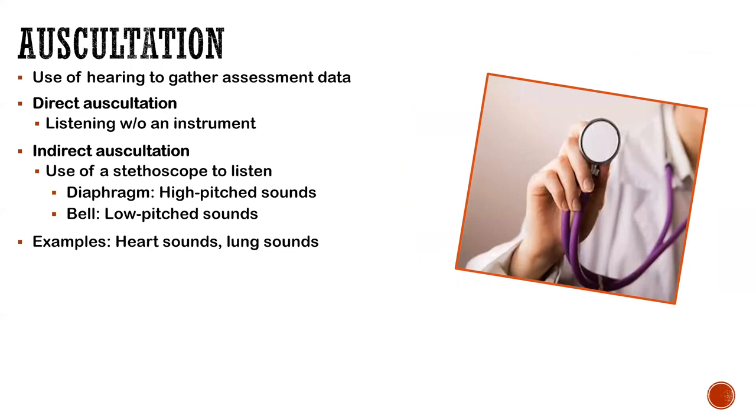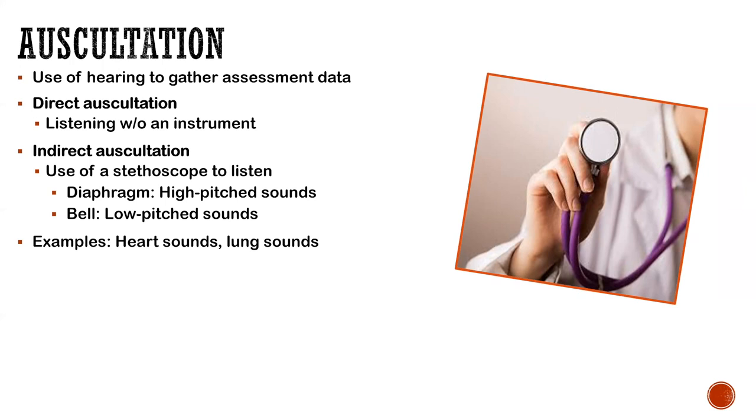And then lastly, auscultation, right? So auscultation is the use of hearing to gather data. There are two different kinds of auscultation: direct auscultation and indirect auscultation. Direct is listening without using an instrument. So this means listening with your ears, only your ears. If you have heard wheezing or chest congestion or something without using a stethoscope, then you've performed direct auscultation. Indirect auscultation is typically what we think of in a healthcare environment. This is listening with the help of a stethoscope or a tool, for example listening to heart sounds or lung sounds with your stethoscope.